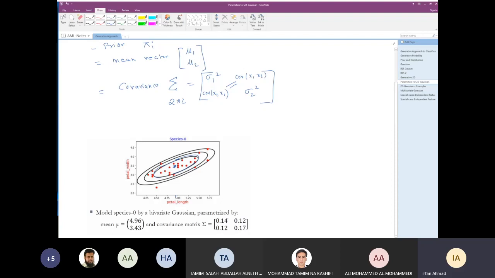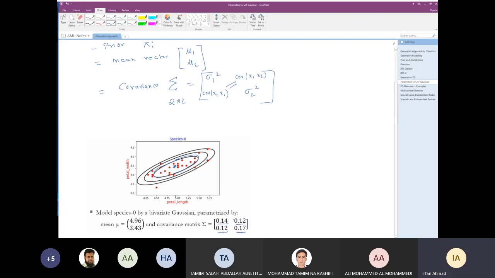And if you see the covariance matrix, so what is this one? This is nothing but the variance of the first feature, the petal length, and this is the variance of the second feature. And this is the covariance of x1 and x2, and this is the same as the covariance of x2 and x1. So it's identical in that sense, right? It's symmetric. Any question on that?